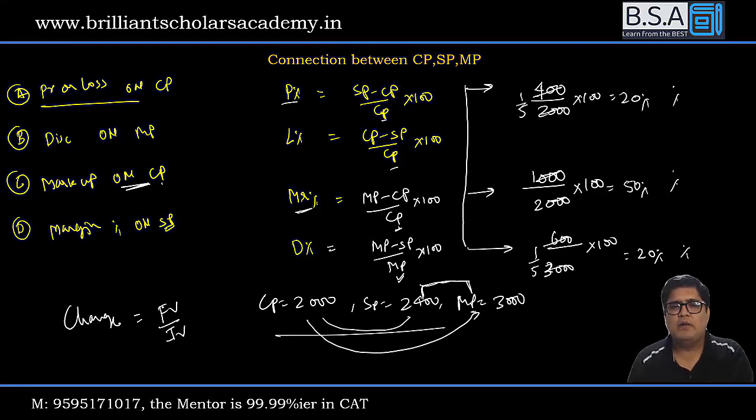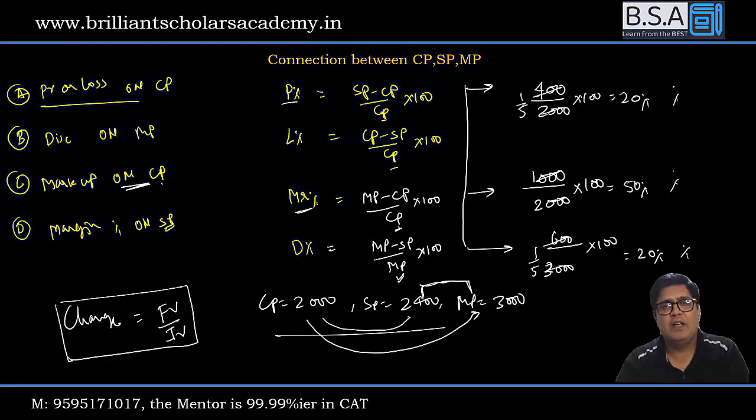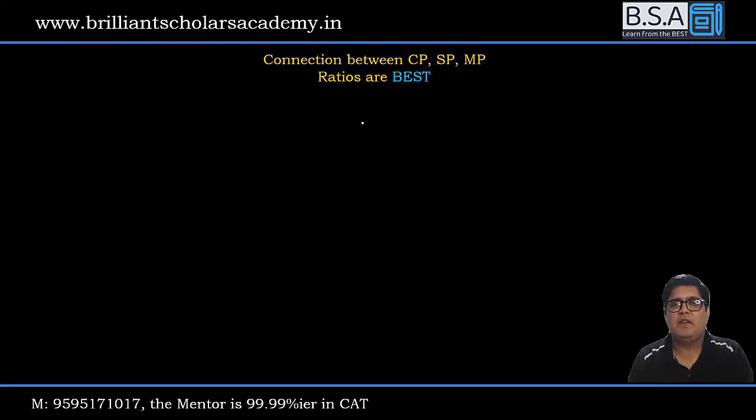I'll show you how this works in this sheet as well. If you can form a ratio, you can calculate these things faster. See, what was CP? CP was 2000. What was MP? MP was 2400. This was SP. What was MP? MP was 3000. Cancel as much as you can. Two zeros, two zeros, two zeros are gone.